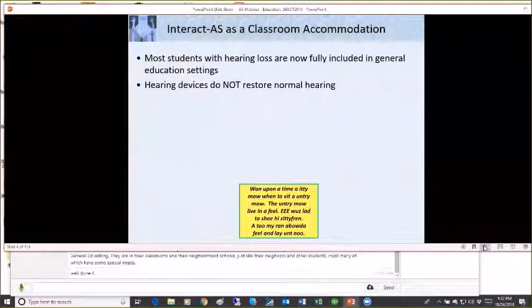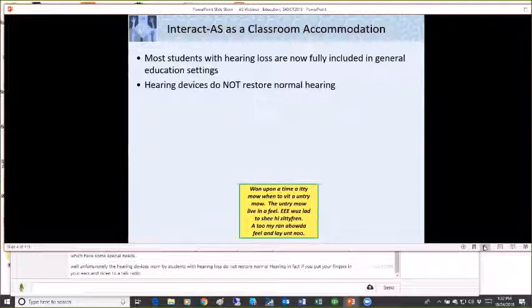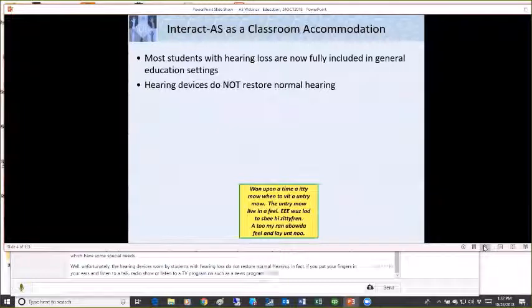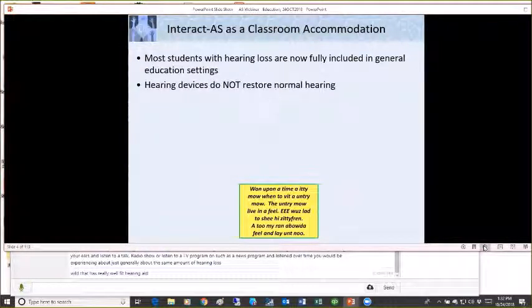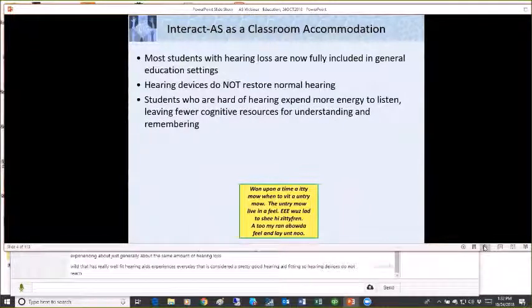Unfortunately, the hearing devices worn by students with hearing loss do not restore normal hearing. In fact, if you put your fingers in your ears and listened to a talk radio show or a TV program such as a news program, and listened over time, you would be experiencing just generally about the same amount of hearing loss a child that has really well-fit hearing aids experiences every day. That is considered a pretty good hearing aid fitting. So hearing devices do not restore normal hearing.